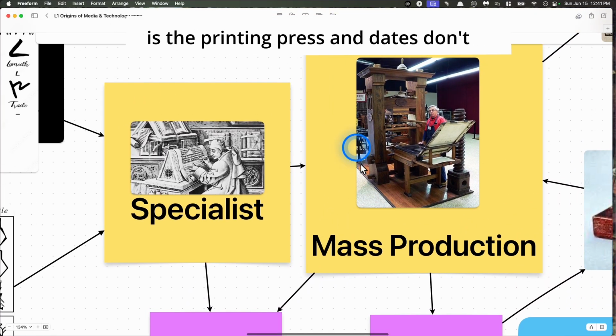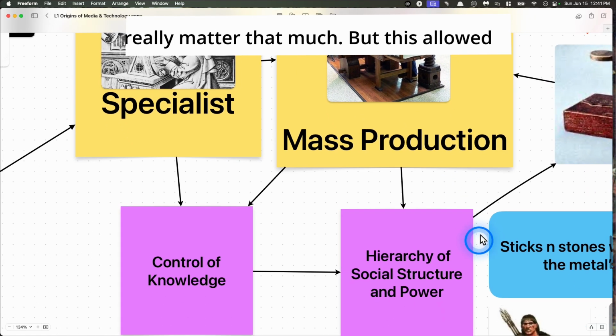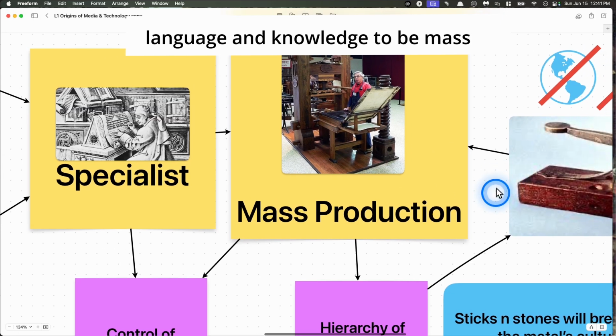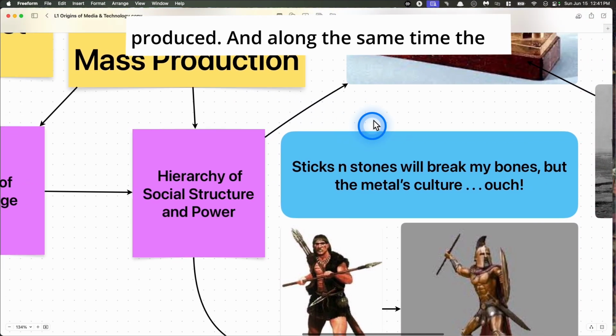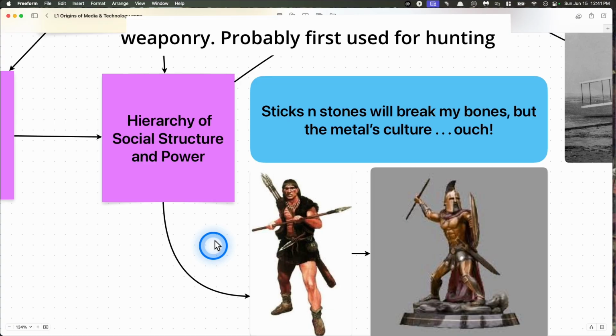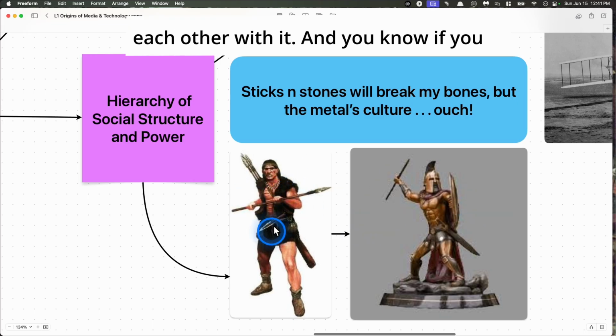And then, this is the printing press, and dates don't really matter that much, but this allowed language and knowledge to be mass produced. And along the same time, the technological advances of weaponry, probably first used for hunting, right? But it evolves into let's kill each other with it.